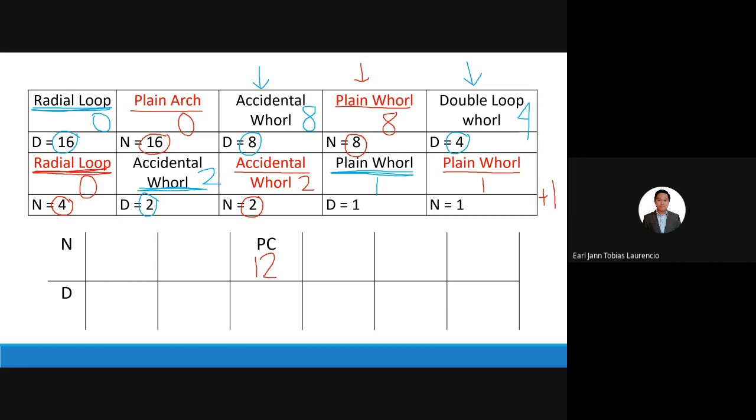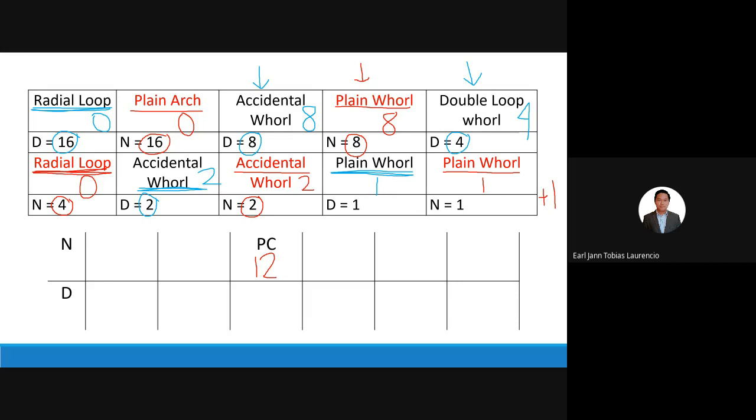Okay. Now we have already obtained the numerical values of our denominator fingers. What we are going to do is add the numerical values of our denominator fingers. 0 plus 8 is 8. 8 plus 4 is 12. 12 plus 2 is 14. 14 plus 1 is 15.